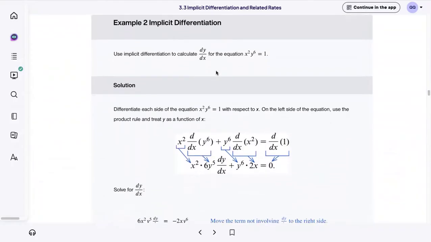Let's see more examples. Let's see this one. So here we see a product, right? We see x squared times y raised to 6. So we have to apply the product rule. Which means we take a derivative of the first one, x squared is 2x. We multiply by the second one. Then we take a derivative of the second one, multiply by the first one. So I have x squared times 6 times y raised to 5. Then the derivative of 1 is just 0.